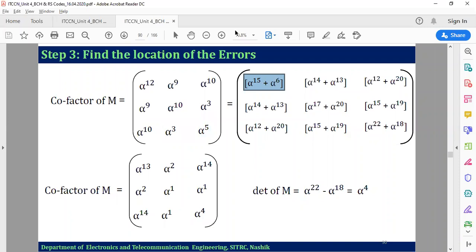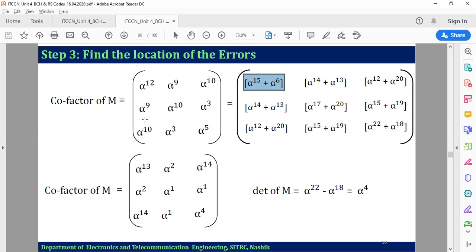Has anyone got the answer? Have you got the cofactor of m? At least cofactor of m. I don't expect m inverse from you, but at least cofactor of m is very simple.